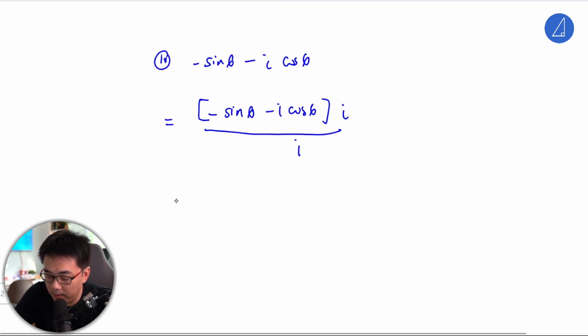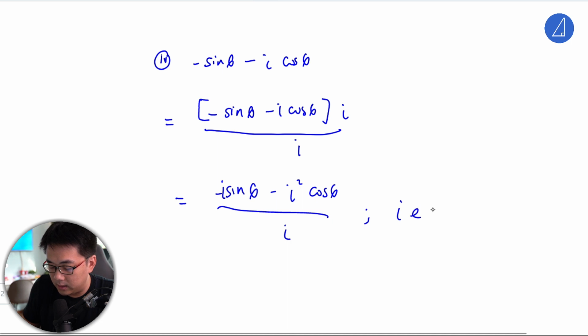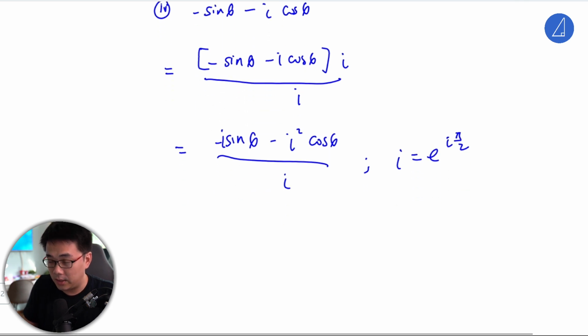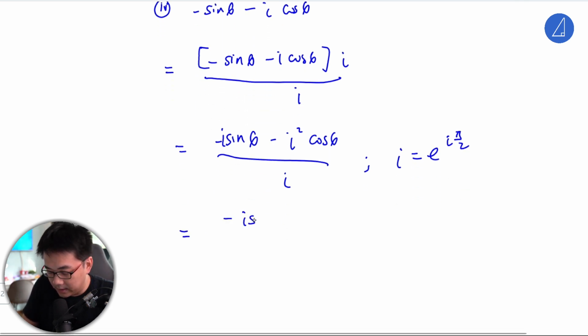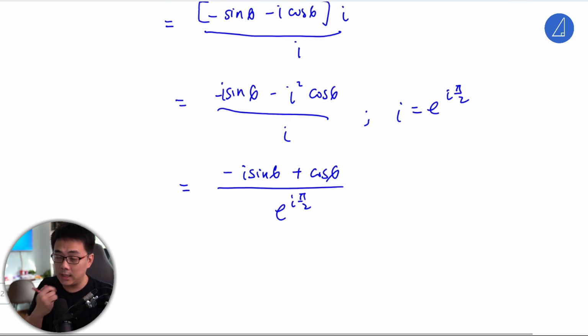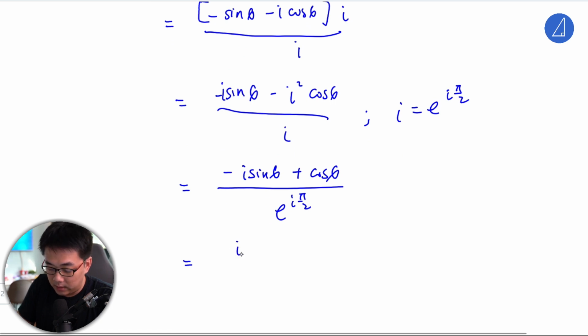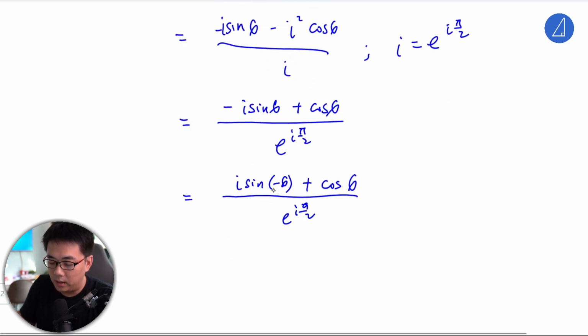Then I'll multiply in the base: minus i sine theta minus i squared cosine theta over i. I know that i is equal to this i here, e^(iπ/2), which we already discussed just now. So this case here will be minus i sine theta. Then this will be plus, because it's negative, cosine theta over e^(iπ/2). Now there's a negative here, so this negative can just absorb in, just like what we did just now. So this is i sine negative theta, but we can't leave this cosine theta as positive because the angle has to be the same.